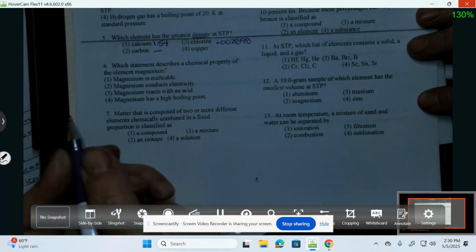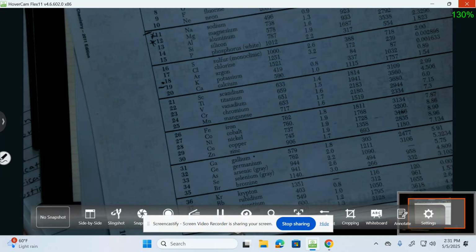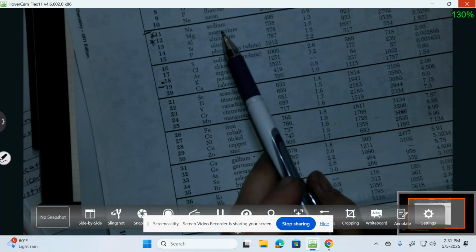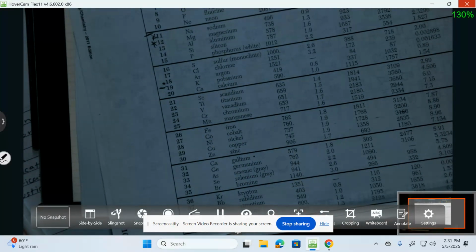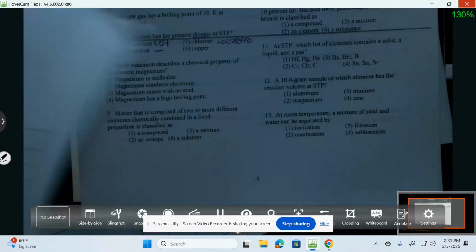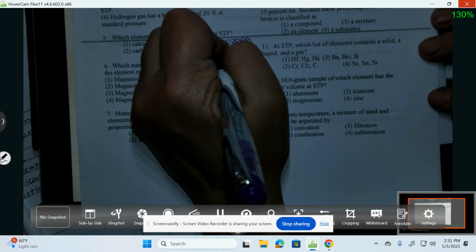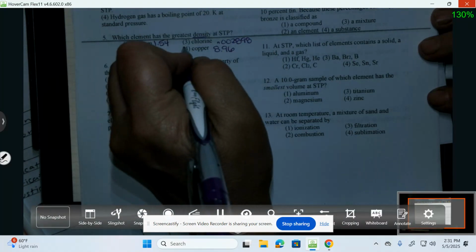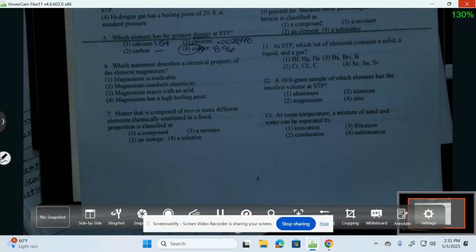0.002898. And copper. Copper's going to be our answer. Let's just find it. 8.96? Okay, I'll take your word for it since I didn't find it yet. 8.96. And so copper is going to be the greatest density.